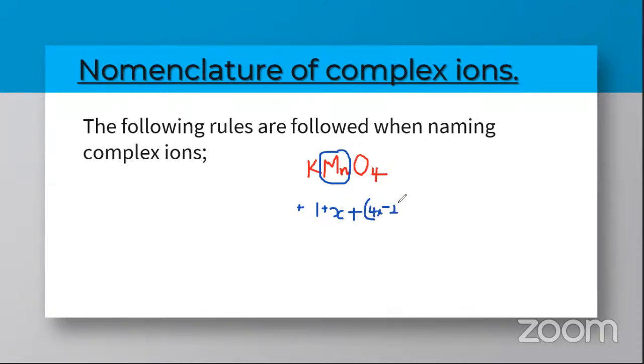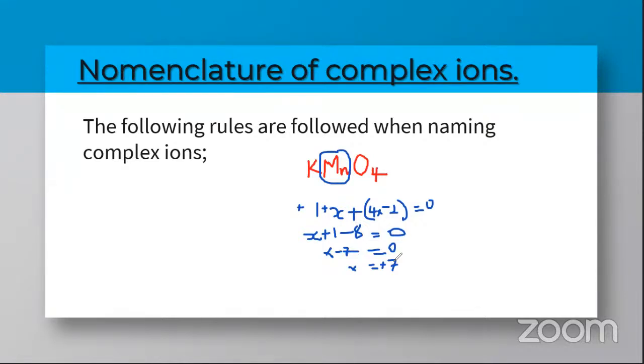Okay? Then the charge, we don't have an overall charge, so it is 0. Meaning that it will be X plus 1 and then minus 8, which gives us 0. So this is the same as having X minus 7, which gives us 0. Then X is equal to positive 7. When the negative crosses to the other side, the sign becomes a positive. So that is how we calculate for such.